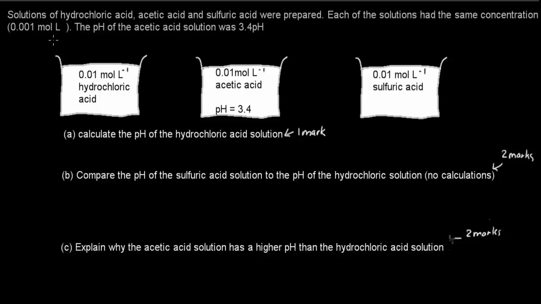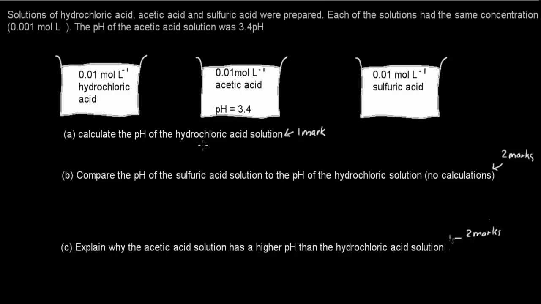The question itself is: solutions of hydrochloric acid, acetic acid, and sulfuric acid were prepared. Each of the solutions had the same concentration, 0.01 molar per liter. The pH of the acetic acid solution was 3.4. So these are the three solutions: 0.01 molar of hydrochloric acid, 0.01 molar of acetic acid, and 0.01 molar of sulfuric acid. And the only pH given was 3.4 for acetic acid.